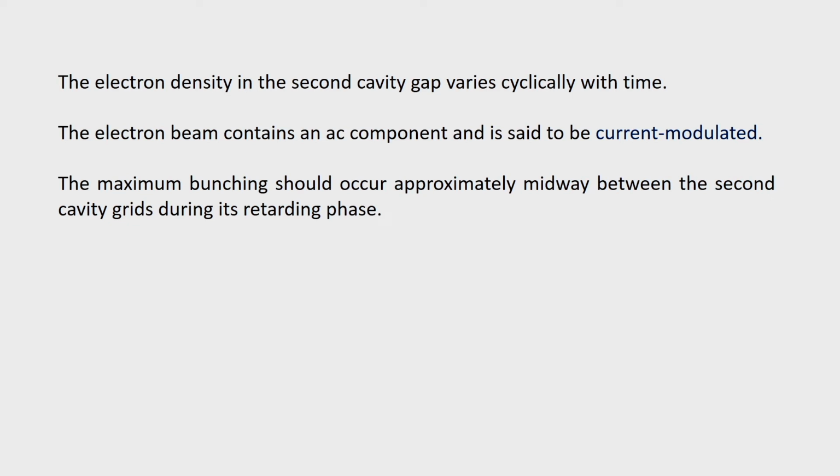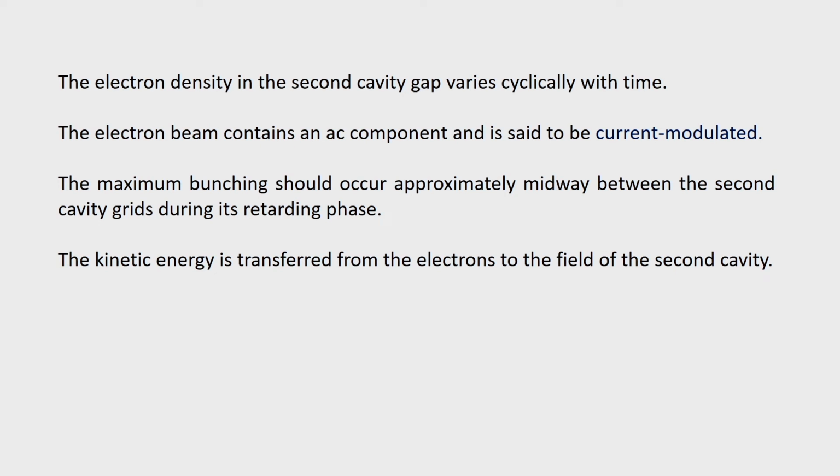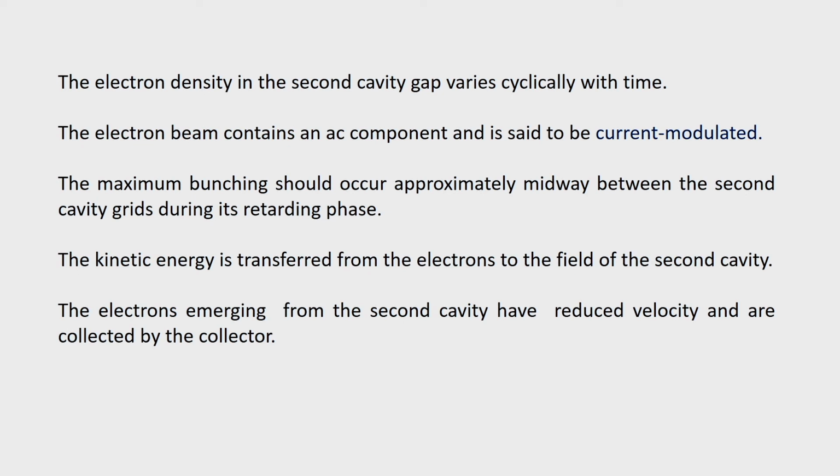Now, if we want power transfer from the beam to the field in the catcher cavity, the maximum bunching should occur approximately midway between the second cavity grids and during the retarding phase. So, when the second cavity field has a retarding phase, it will decelerate the electrons and the field will grow. So, energy will get transferred from the electrons to the field. The kinetic energy is thus transferred from electrons to the field of the second cavity. The electrons emerging from the second cavity have reduced velocity and are collected by the collector.